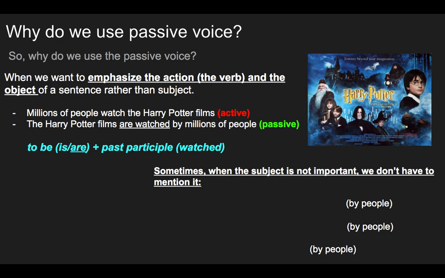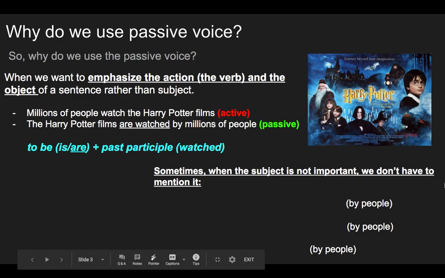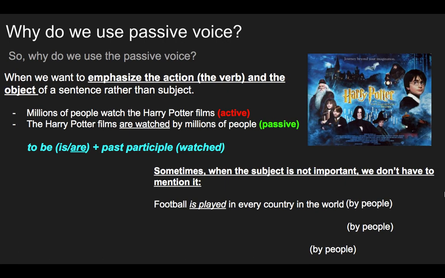Sometimes when the subject is not important, we don't have to mention it. You can see I've got the subjects here already. I forgot to take them off. So for example, football is played in every country in the world. The subject is people, but it's obvious, right? We don't have to say that people play football. So football is played by people in every country in the world. So we can avoid using the subject. Football is played in every country in the world.